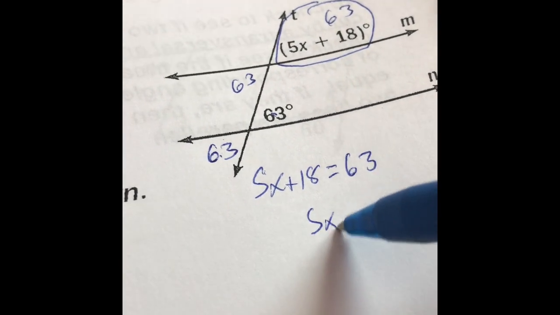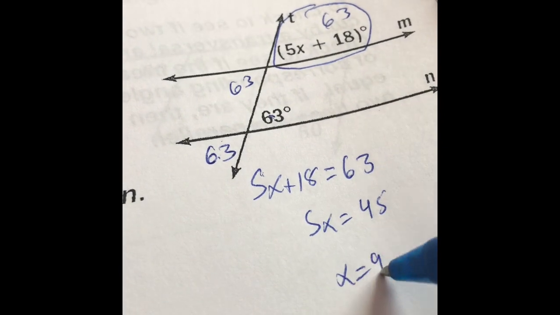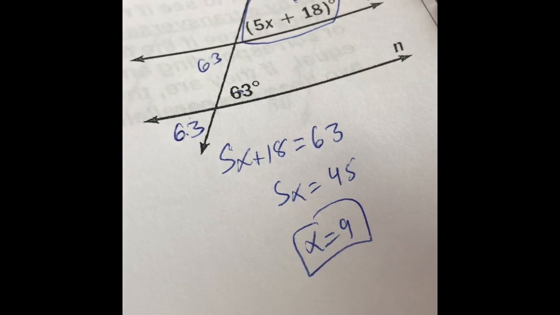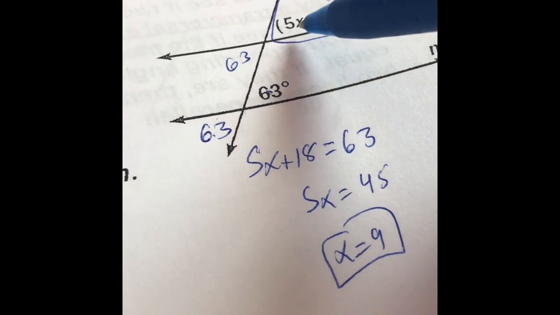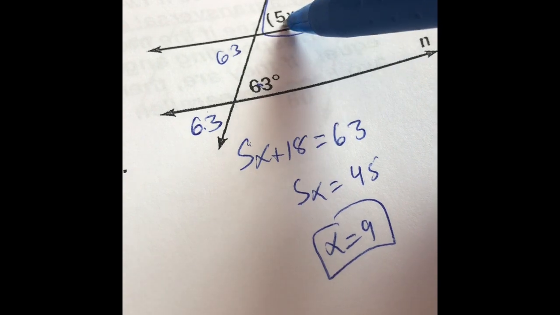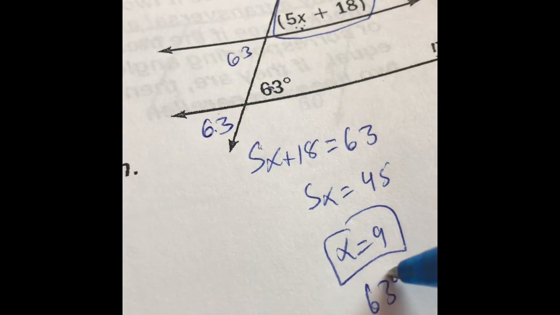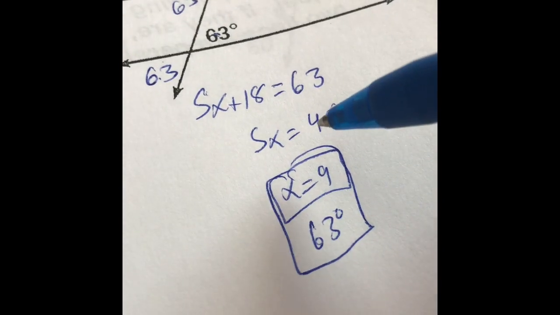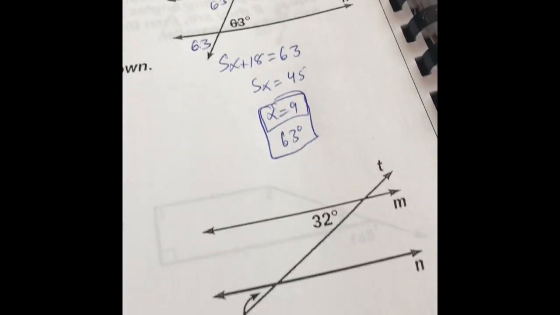Subtract 18, divide by 5. So x is 9. But now remember, we do two answers with these, right? On your homework tonight, always two answers. It's what x equals and the missing angle. So if you plug 9 into x right now, 9 times 5 is 45. 45 plus 18 is 63 degrees. So all of this is what's going to be on your homework tonight. It's what x equals and what the angle is. So let's take a look at the next one.